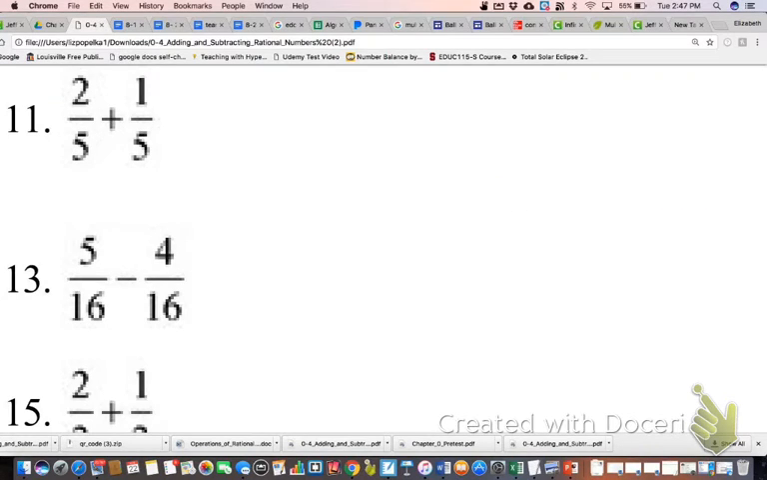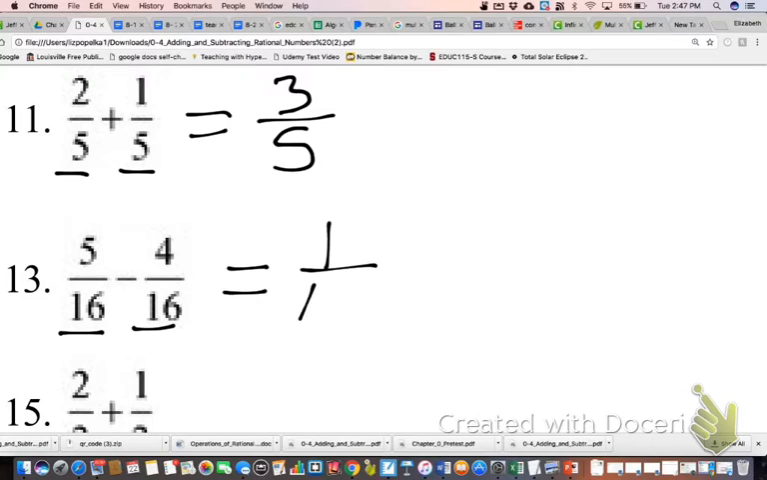Okay, for number 11, all we need to do is add these together because we do happen to have a common denominator this time. So you'll remember when you're adding fractions that have the same denominator, you simply keep the denominator. 2/5 plus 1/5 is 3/5. So that one was easy enough. Kind of the same thing for number 13. That one's going to be pretty easy as well because we also have a common denominator. 5/16 minus 4/16 is simply going to be 1/16.